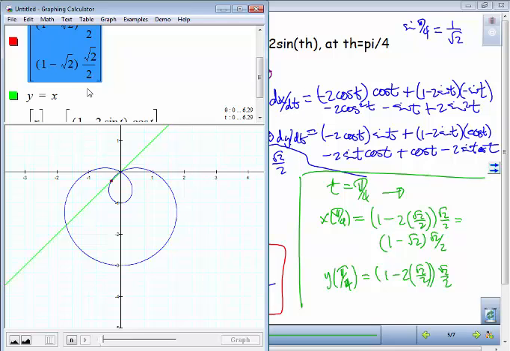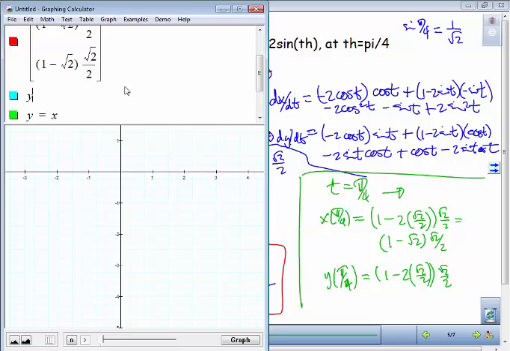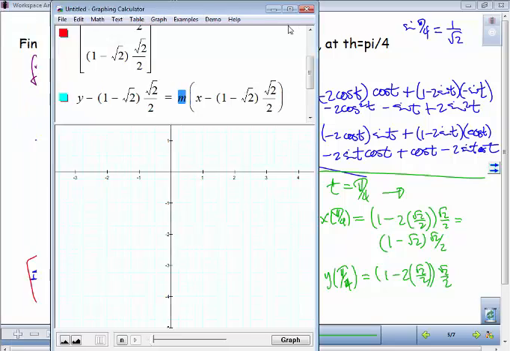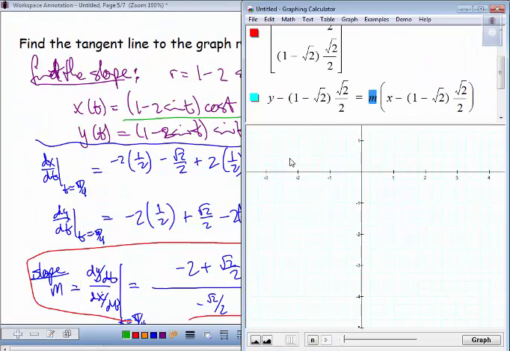Now we need to look at this point and make a line out of it. So how do you make a line? Remember how to make a line? y minus y1 is equal to m times x minus x1. And what was our m here? m was minus 2.